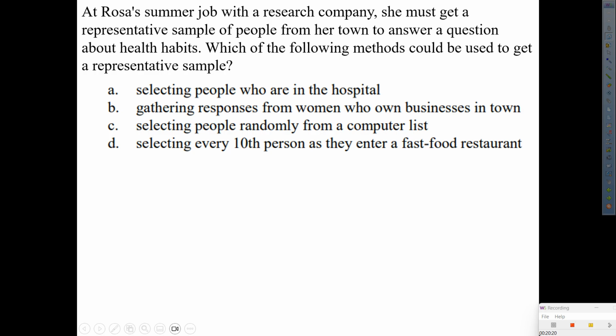So now, read through those. Don't give me the answer. I'm going to read them through. A, select people who are in the hospital. B, gather responses from women who own business in town. C, select people randomly from a computer list. Or D, selecting every 10th person as they enter a fast food restaurant. So, talk it over with your neighbor. Let them know which one you select and why you are selecting that. Then write the letter on your screen. Then Alessandra's going to enlighten us.